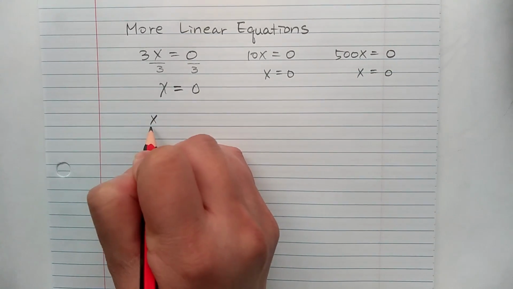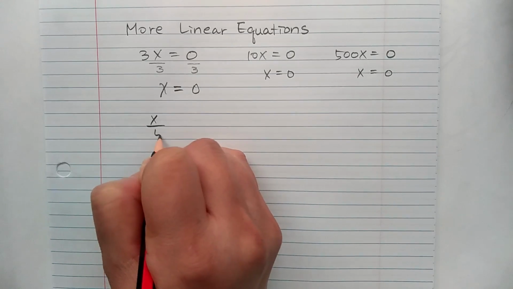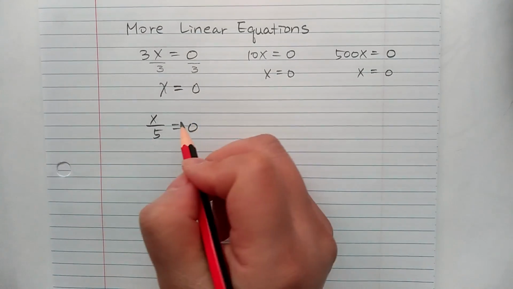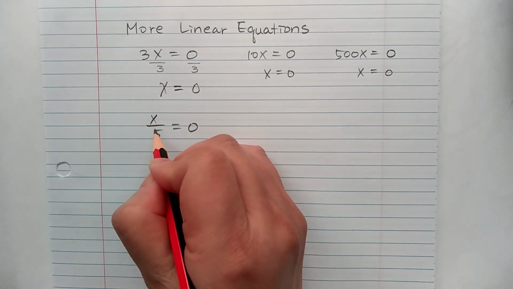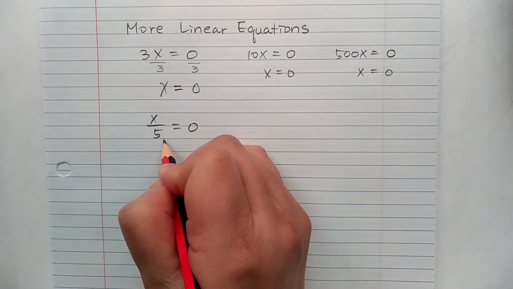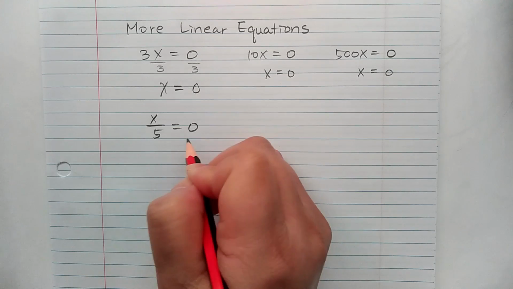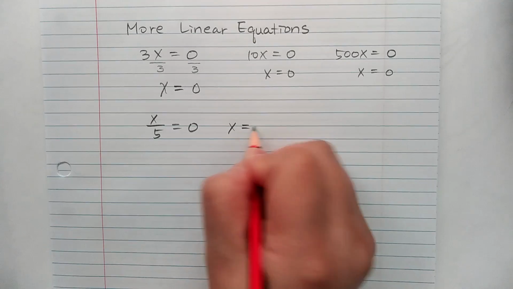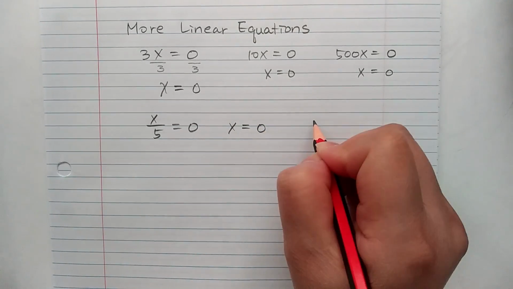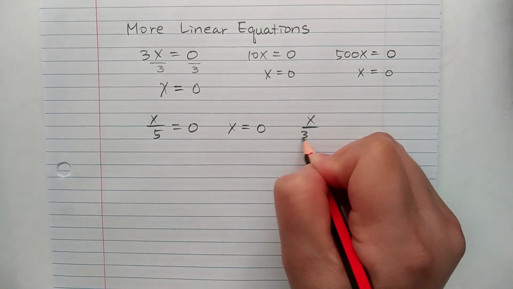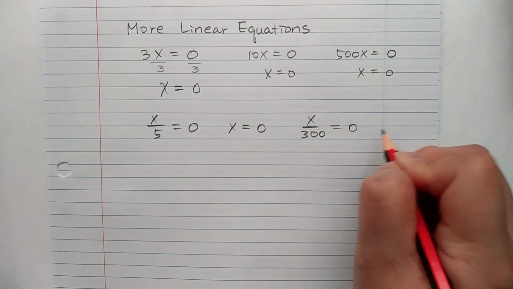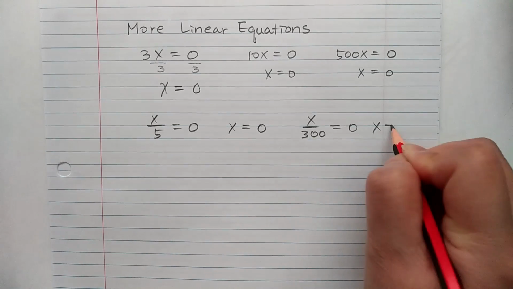Same with the division. X over 5 is equal to 0. A number is divided by some other number, and that is equal to 0. Then x should be 0 here. X over 300 is equal to 0. Also, x is equal to 0.